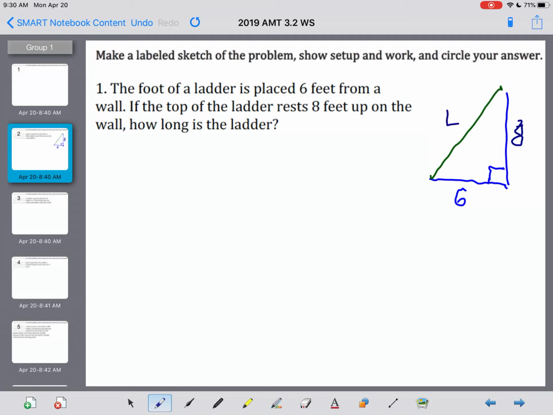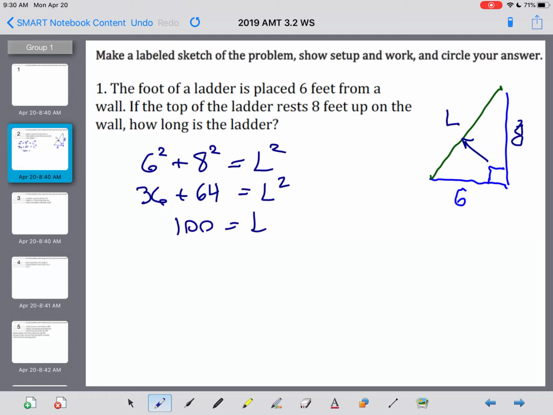Okay, so I'm going to use L here for this ladder. Now in real life you could just measure the ladder, but this is a hypothetical problem. We don't see the ladder, we can't take a tape measure to it, so here we go. Again, like in the past, my legs are 6 and 8, so I'm going to square those and add them, and that's going to equal my hypotenuse, which is my ladder in this case because it's across from the right angle. So here I get 36, here I get 64, and L squared still here. I get 100 equals L squared.